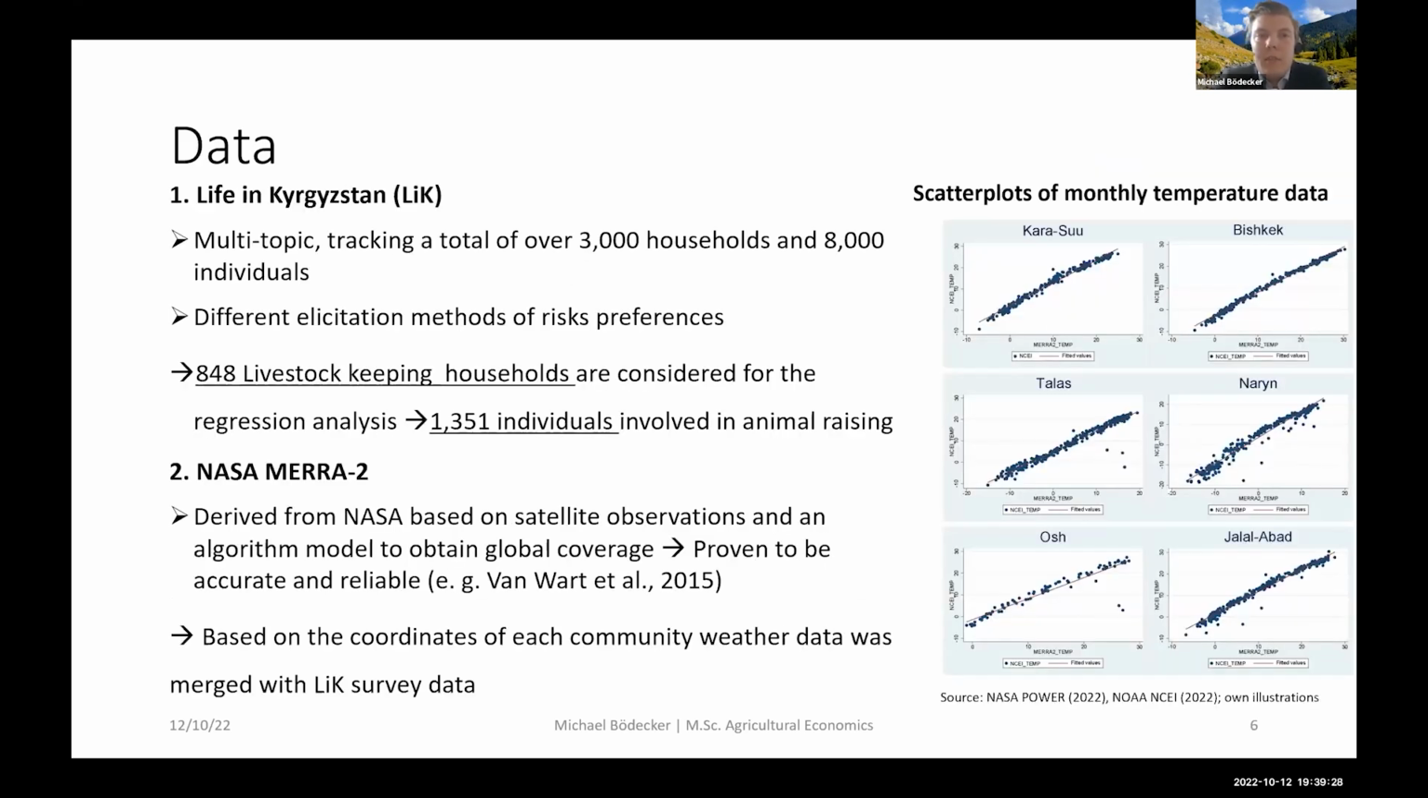I've written my master thesis with Life in Kyrgyzstan data. It was very useful because during COVID, data collection was almost impossible, and it's a multi-topic dataset tracking a total of 3,000 households. But what is also particularly interesting is that the wave of 2016 used different elicitation methods of risk preferences.